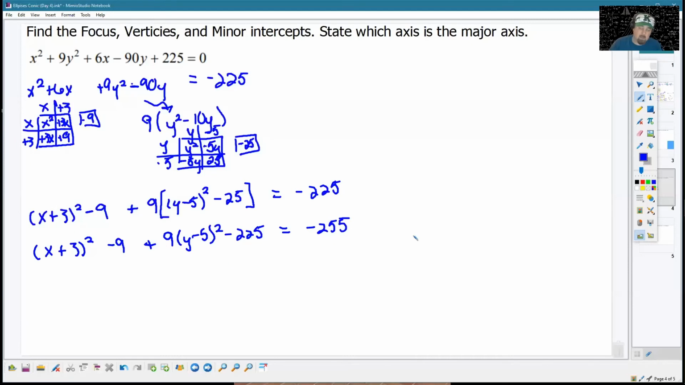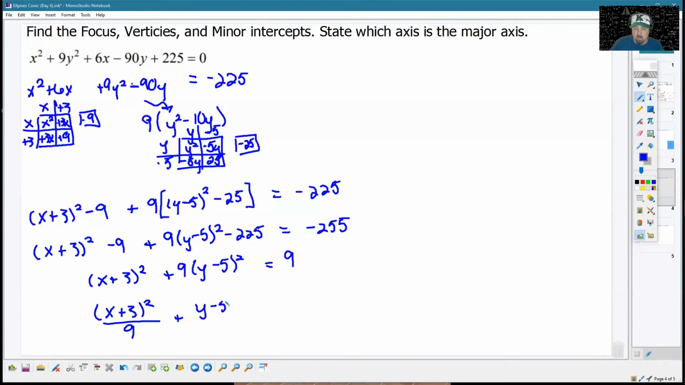So I'm going to need to add this stuff to the other side, and then I'll have to divide it back over to finish it up. But I get (x + 3) squared plus 9(y - 5) squared. Those are going to be positive when they move over here. Those will cancel each other out. So we just get a positive 9. And now we're going to divide it to the other side. And we get (x + 3) squared over 9 plus (y - 5) squared over 1 equals 1.